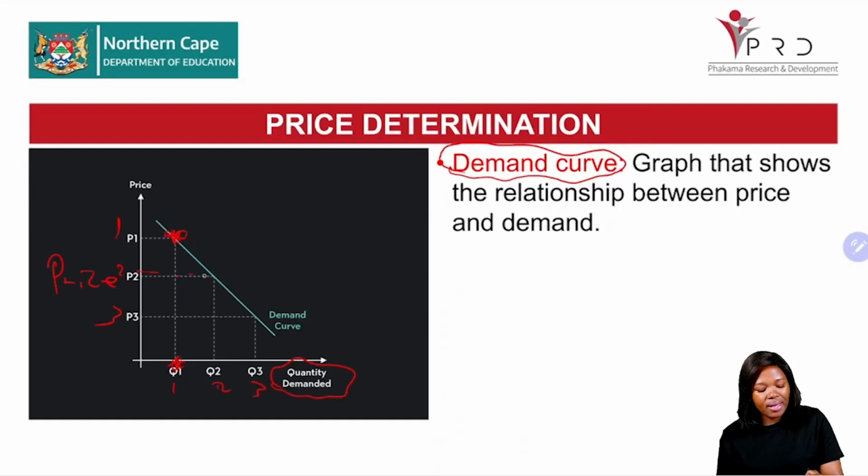This one is the second price determined in the market. What happens if the price decreases? The quantity demanded will increase. We are moving to the right. Now, this is the third price determined in the market. It has decreased, it is lesser than price number 2. What happens to the quantity demanded? Consumers will demand more product. When the price decreases, the quantity demanded will increase. That is being inversely proportional.